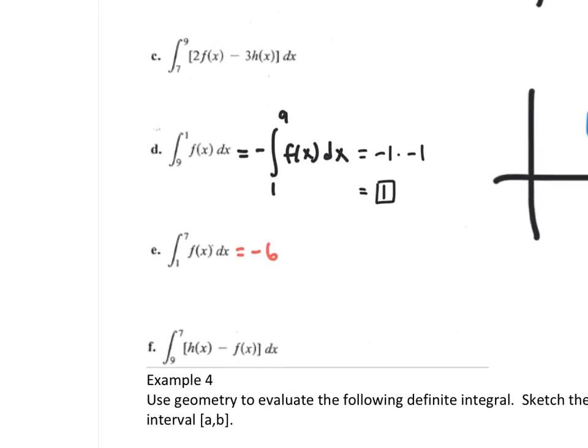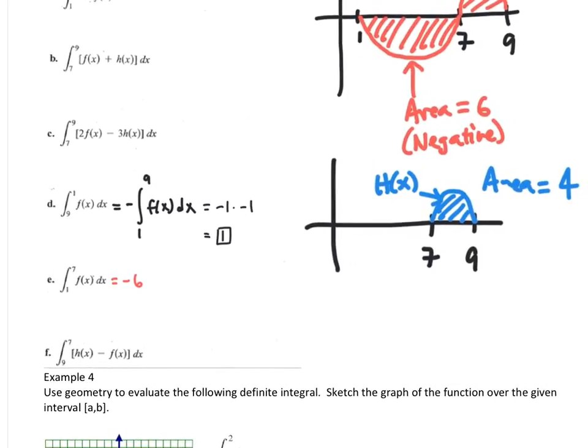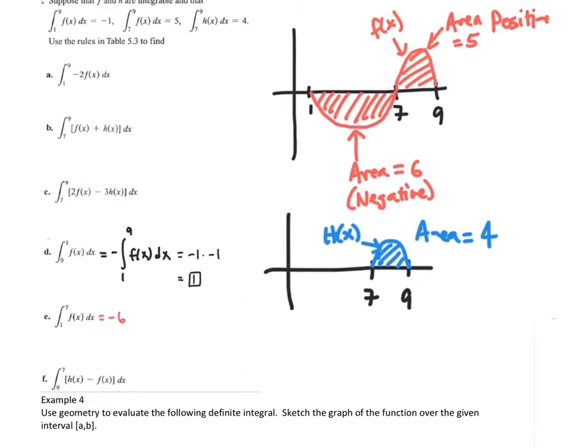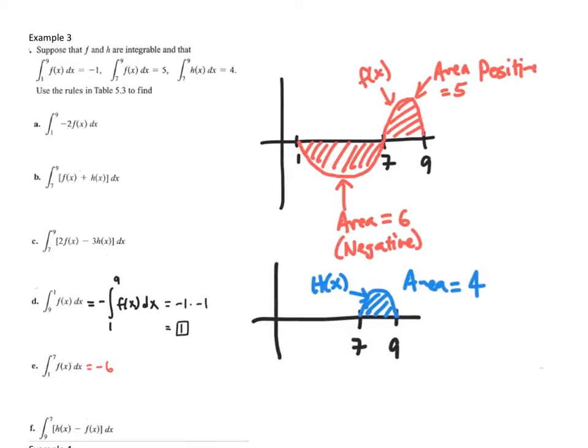And then part F is a little bit confusing. Part F says the integral from 9 to 7, so we've got to switch that, of h of x minus f of x. Now, we knew that the area between 7 and 9 under h of x is 4, and the area from 7 to 9 under f of x is equal to 5.